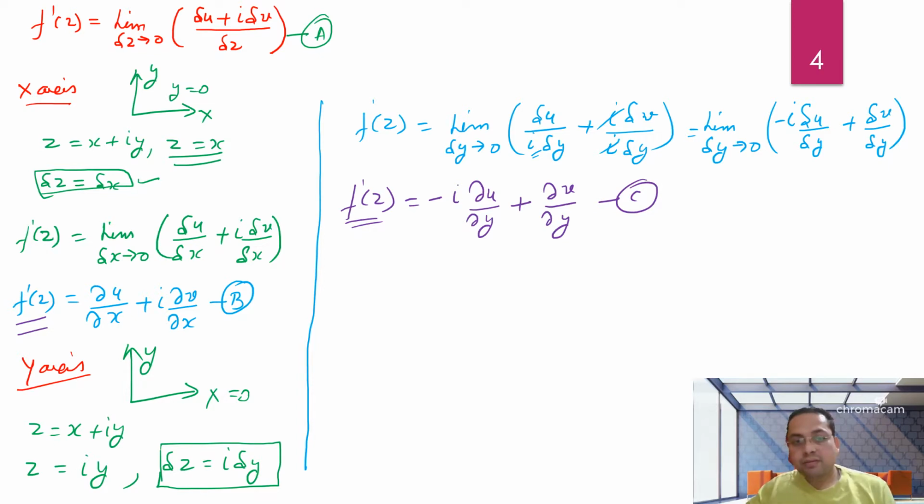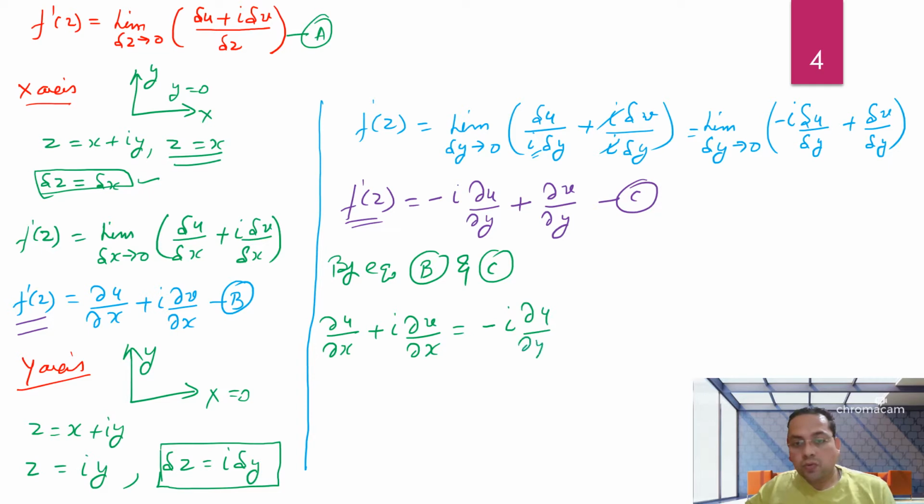Because equations B and C are both the derivative of f z, comparing both sides for the function f z by equations B and C, we have del u over del x plus iota del v over del x is equal to minus iota del u over del y plus del v over del y.